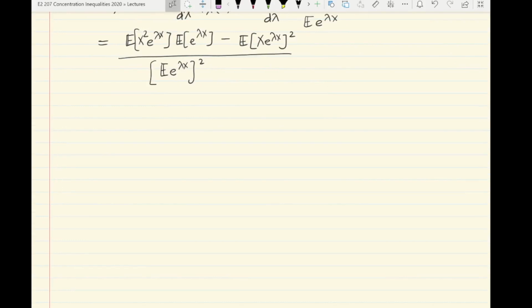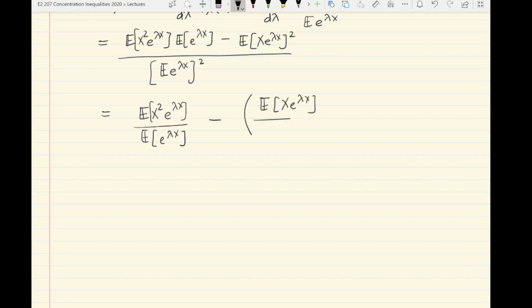So one can rearrange this as follows. You can write this as, distributing the numerator, x square e to the lambda x divided by expected e to the lambda x, minus the square of expected x e to the lambda x divided by expected e to the lambda x. Okay, so this is just basic algebra and calculus.